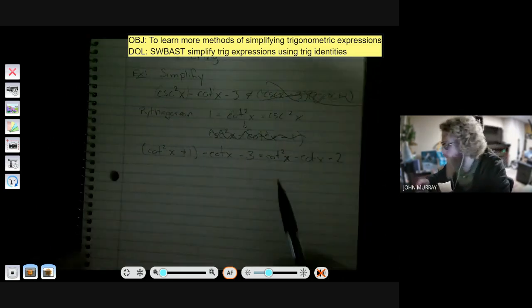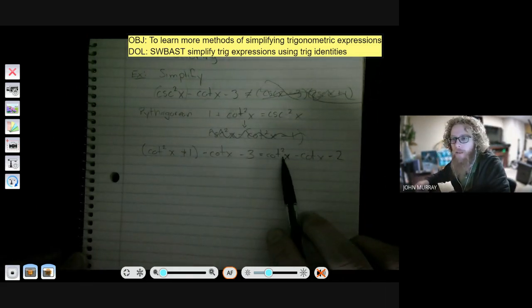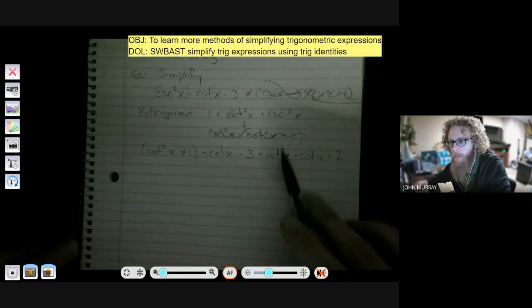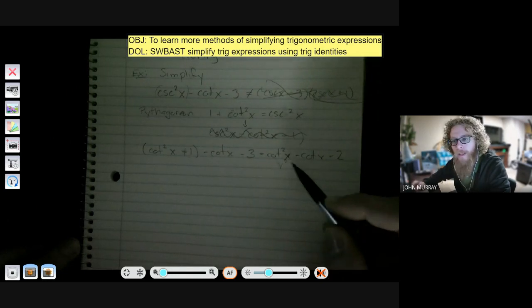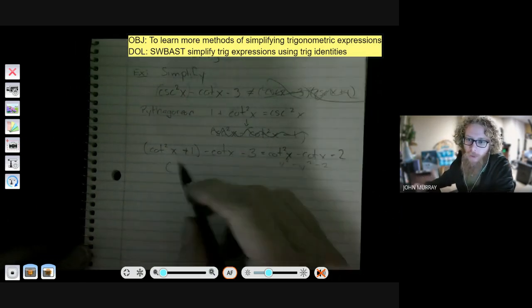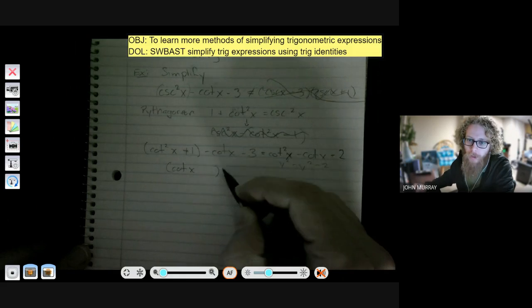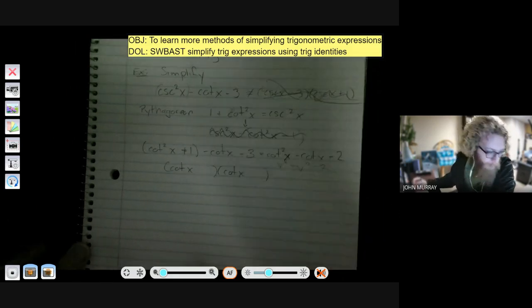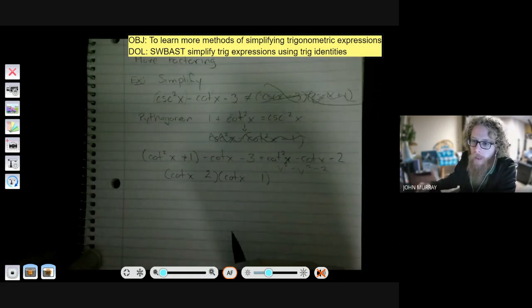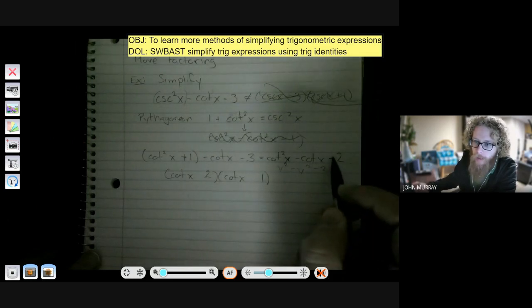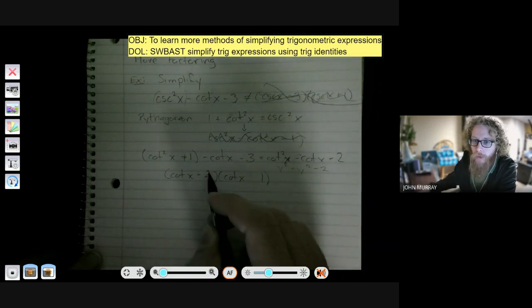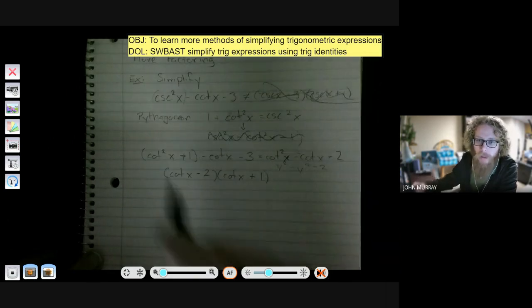All right, so now we're back to a quadratic form. It's not an exact quadratic because it's not just x squared minus x. But we can treat it like y squared minus y minus 2. So I'm going to split it up. So I have a cotangent x over here and a cotangent x over here. And the only numbers that multiply to 2 are 2 and 1. This is negative, so one has to be positive, one has to be negative. So the 2 is negative and the 1 is positive.